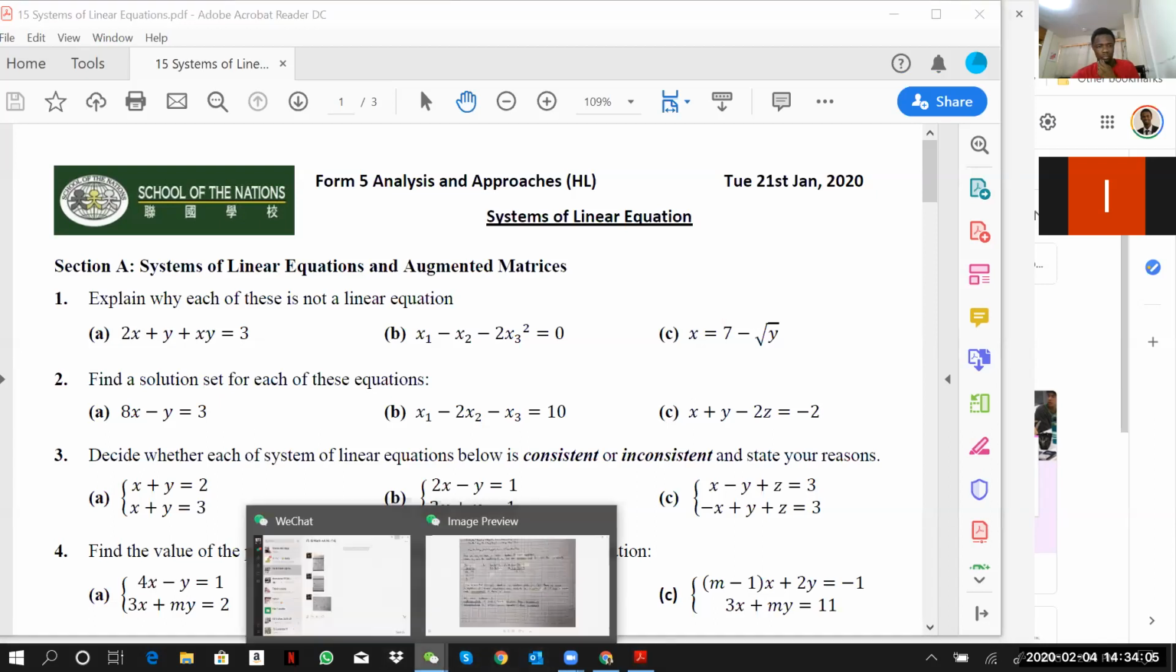Is the solution set just x and y, or is it a bunch? Yes. You could give more than one. Okay.